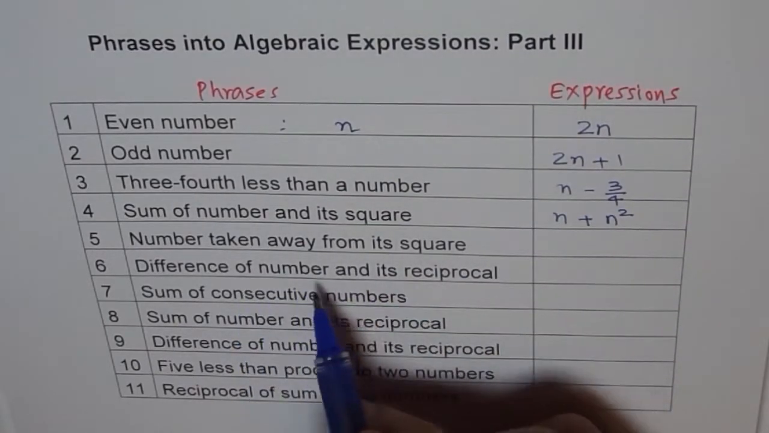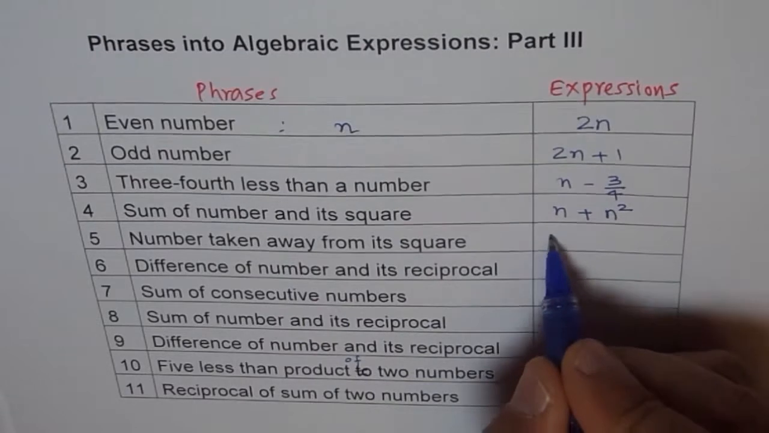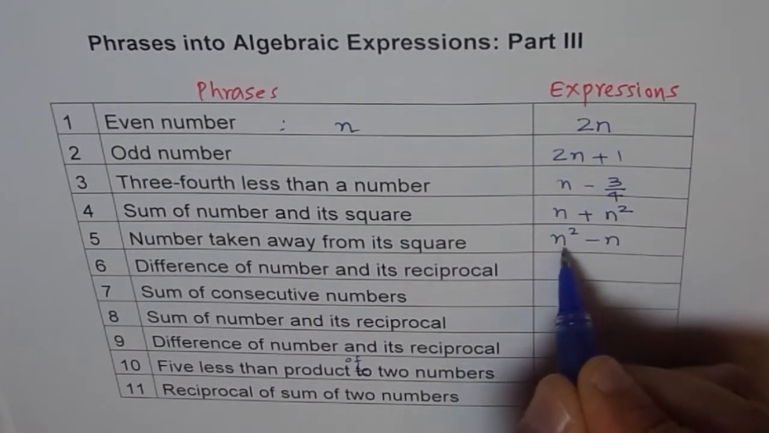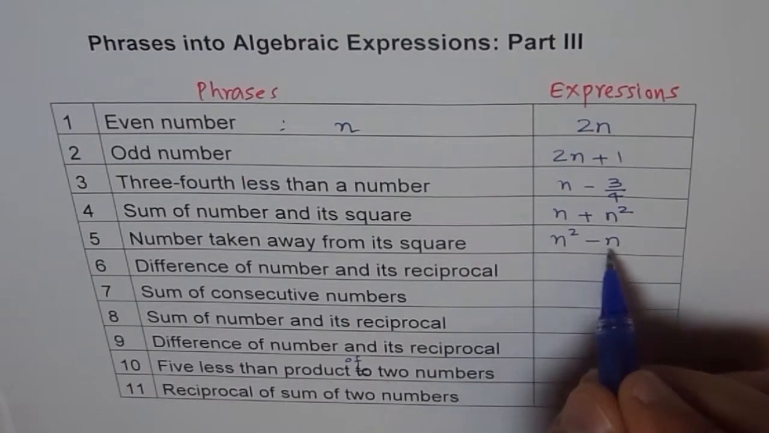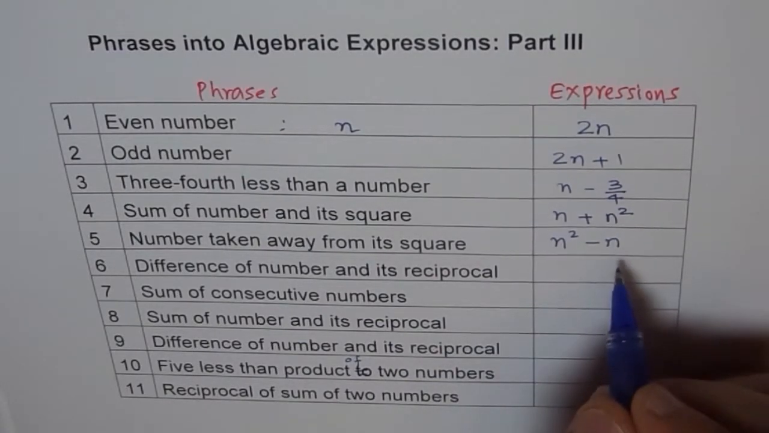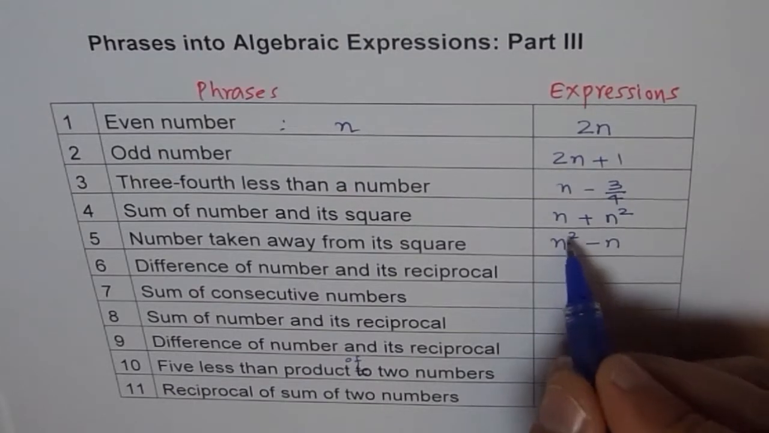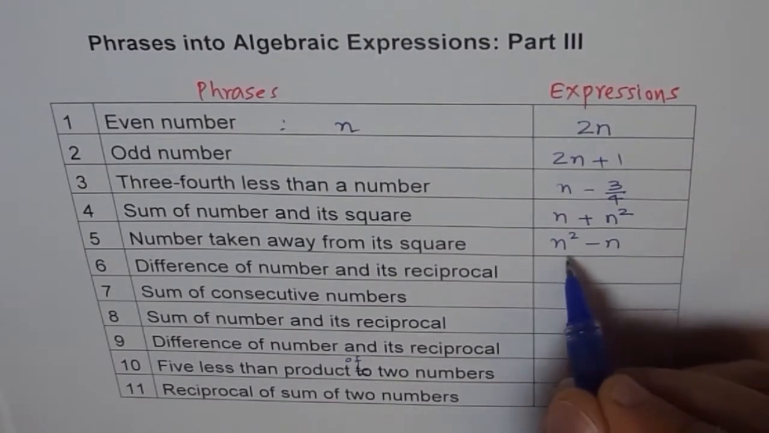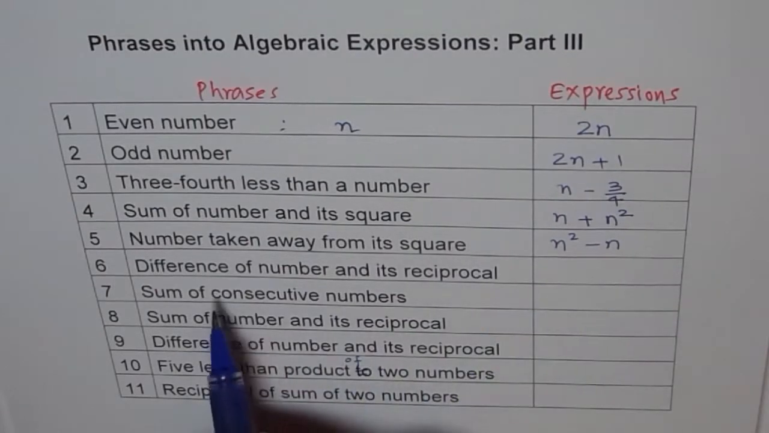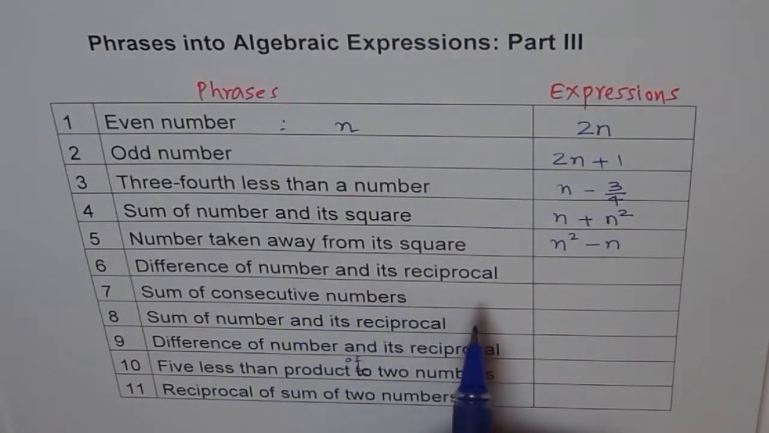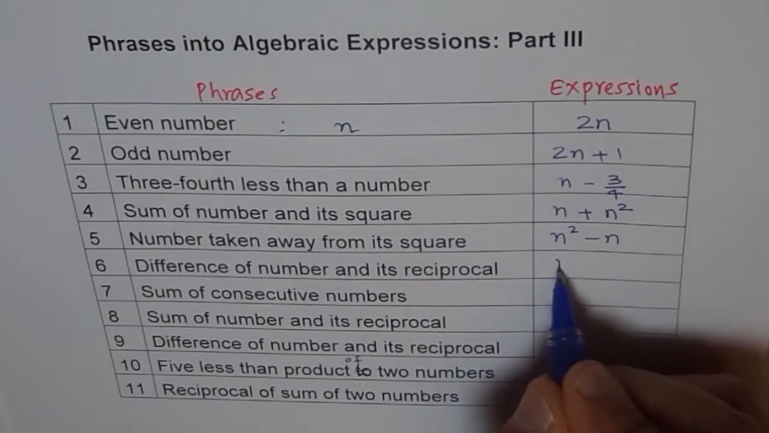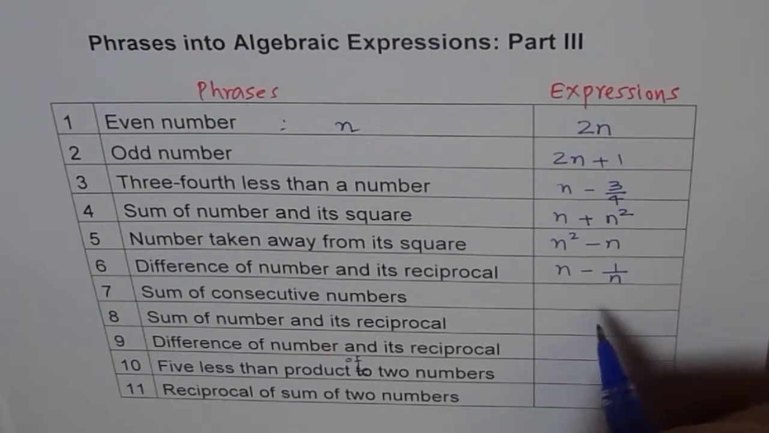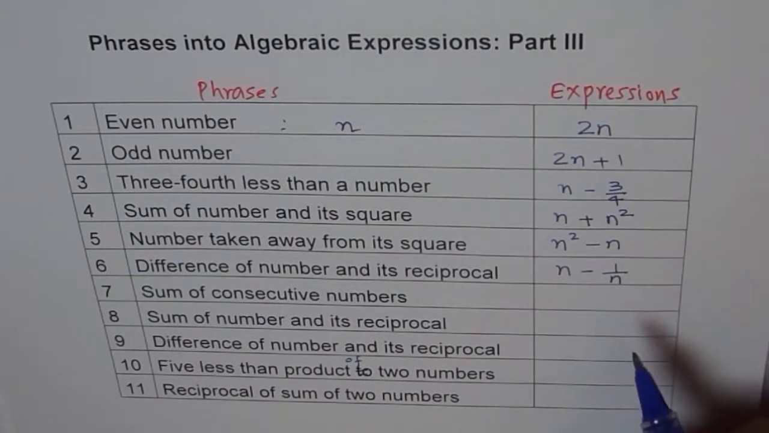Number taken away from its square. So n square minus n. The number is taken away from its square. It is not n minus n square, which could be a mistake, right? You should correct it. n square minus n. Number taken away from its square, okay? Difference of number and its reciprocal. So difference of number is n minus reciprocal is 1 over n, correct? You know reciprocal is 1 over n, correct?